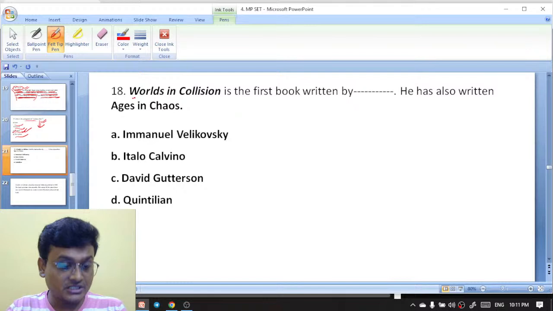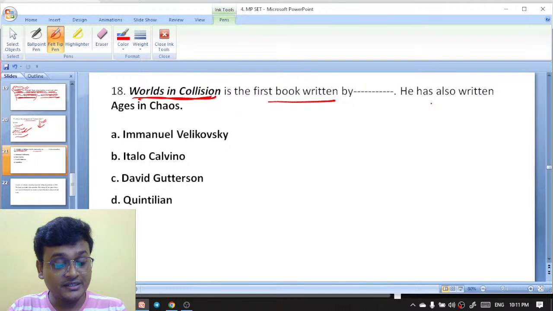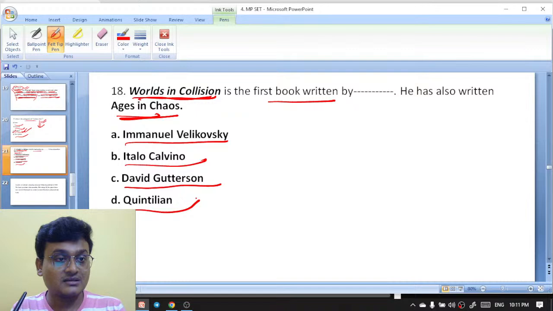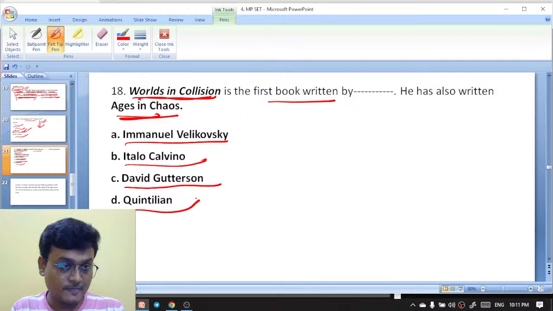Worlds in Collision is the first book written by whom? That author has also written another one, Ages in Chaos. Your options are Immanuel Velkovsky, Italo Calvino, David Gutterson, and Quintilian. Who has written Worlds in Collision? He has also written Ages in Chaos. What would be the right answer here?